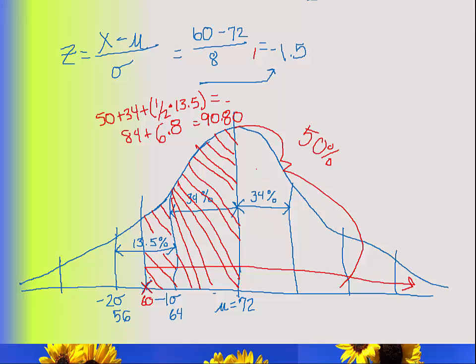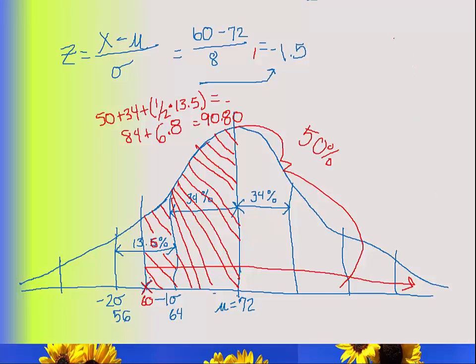So if you draw it out and you reason out the percentages, you can see that you've got this 50% plus this 34% plus about half of 13.5%, is how I have it written. It actually should be 13.6%, which gets us a little closer. When we take half of that, we get 6.8, and that adds up to 90.8. So about 91% of the time, a person would score 60 or greater on this test.